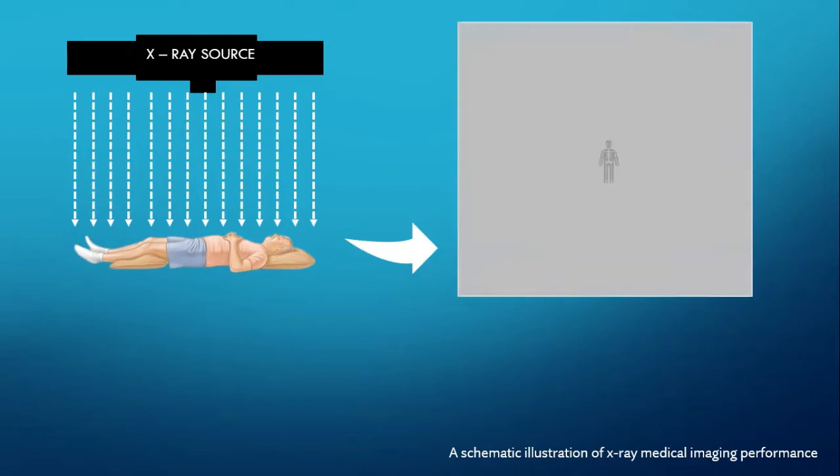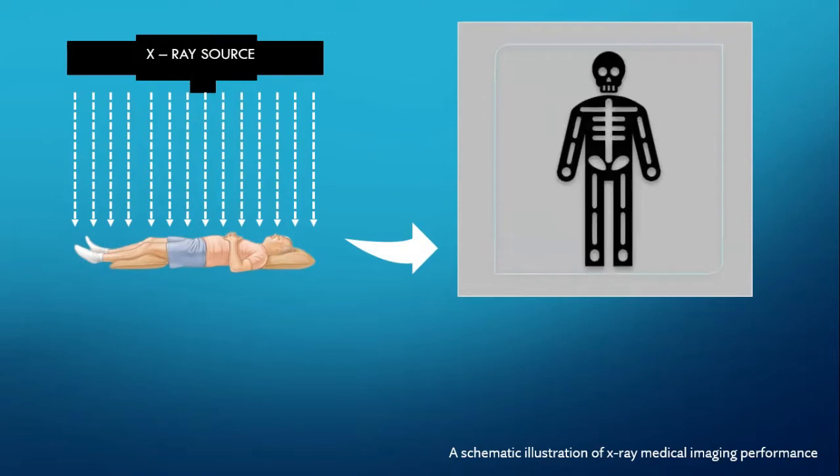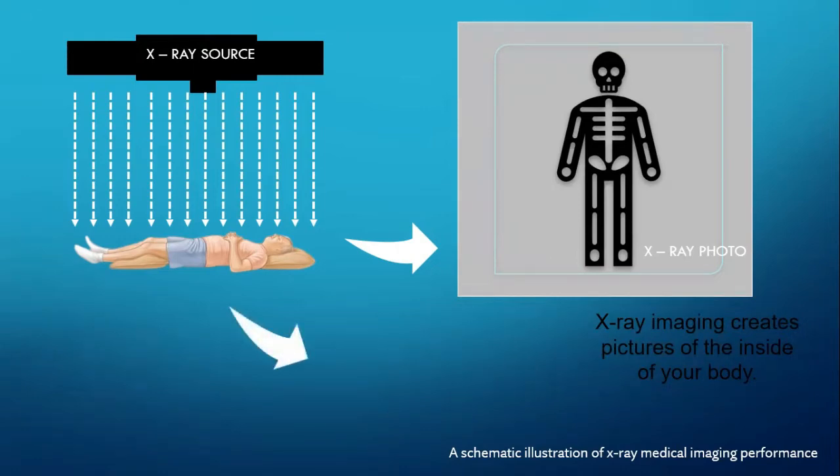How do X-rays work? One type of X-ray detector is photographic film, but there are many other types of detectors that are used to produce digital images. X-ray imaging creates pictures of the inside of your body. The X-ray images that result from this process are called radiographs.